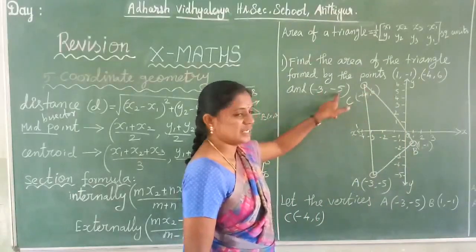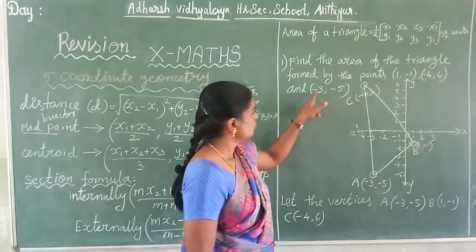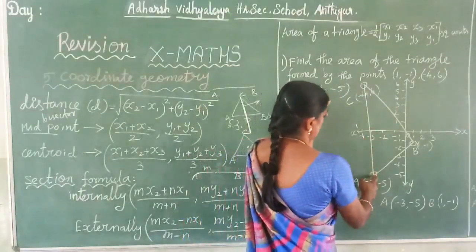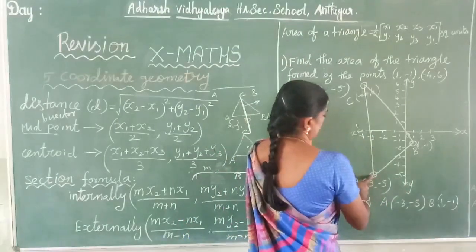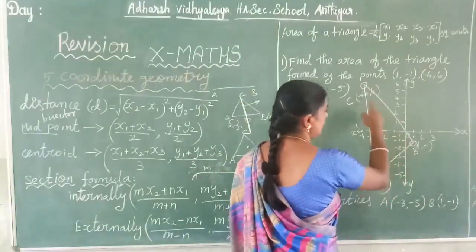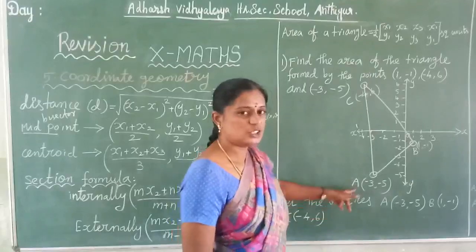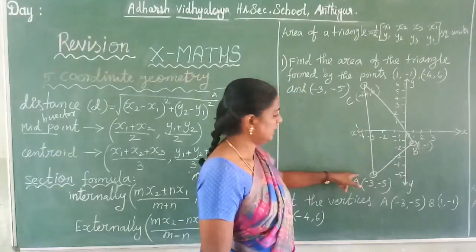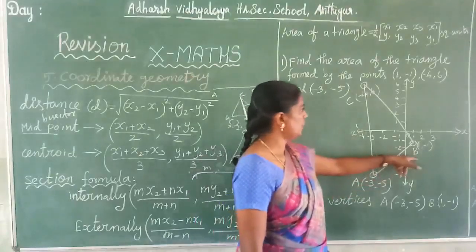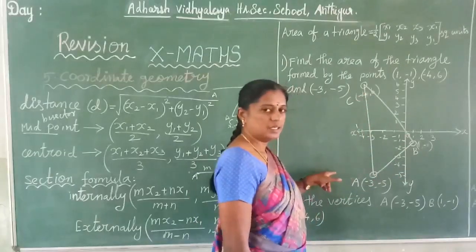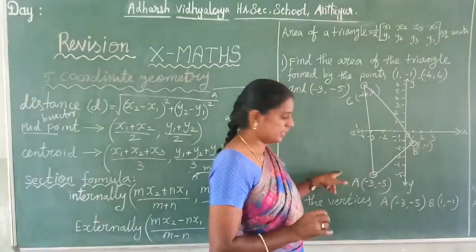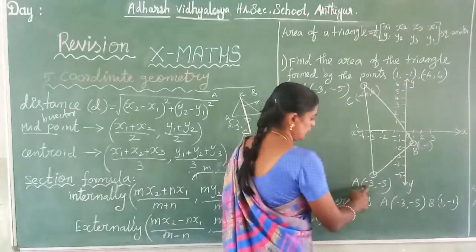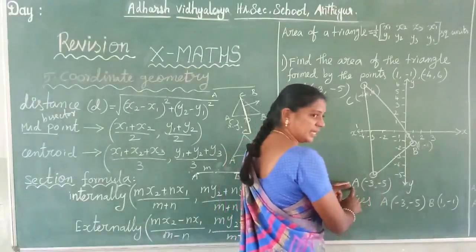Both minus, that is the third quadrant. So minus 3 and then minus 5 here. First you mark these 3 points and then join, which means we get one triangle. Then any one point, you mark A. I mark this point (-3, -5) as A.